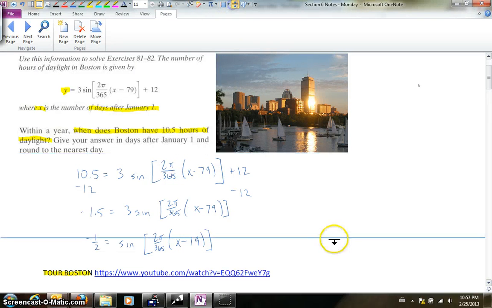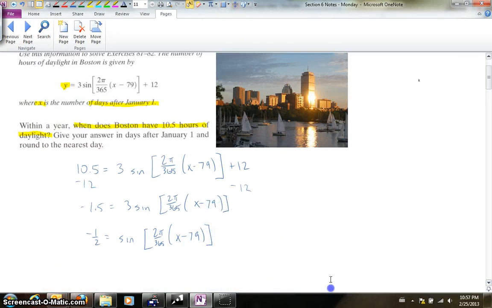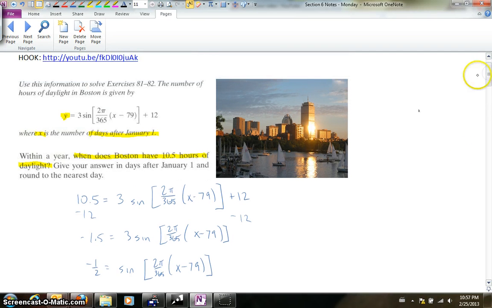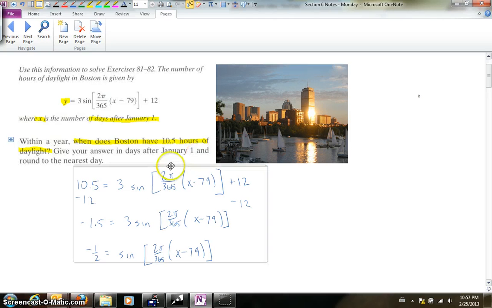Okay, after all of this, we should now finally be able to answer the Boston question. So you may have missed it. I came up here on another part of the practice where once we had talked about isolating the trig, we knew we were able to do that, and so I subtracted the 12 from both sides, divided by the 3, and so we get negative 1/2 equals sine of all this mess.